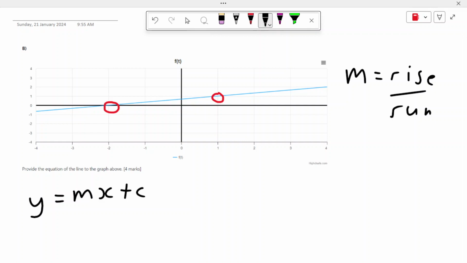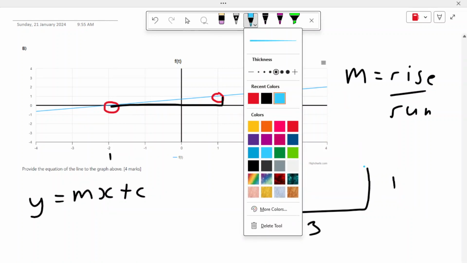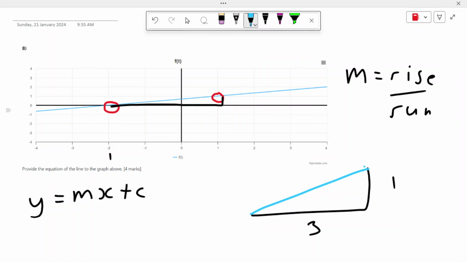And so if we have a look at that small little triangle that's made there, we can see that we run along 3, okay, because we go -2 to -1, and we only run up by 1. So our rise, in this case, is going to be 1, and our run is going to be 3. So instantly that tells us y equals 1/3 of x plus c, straight away.